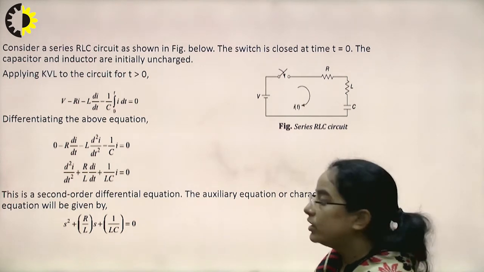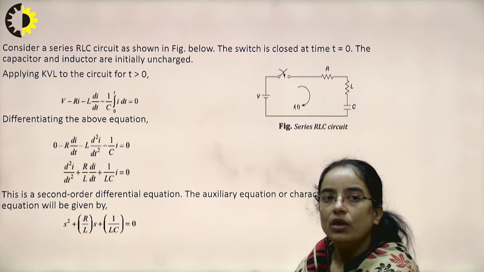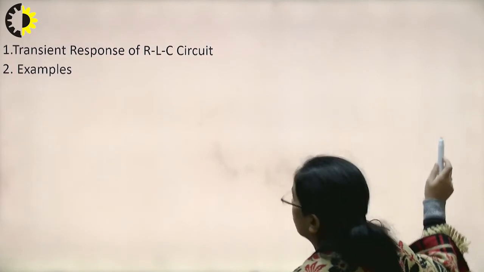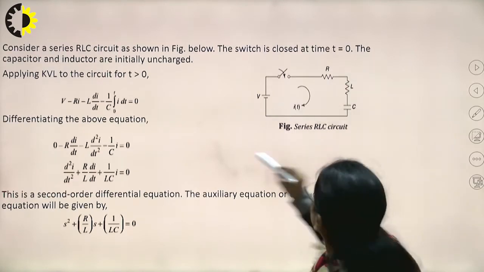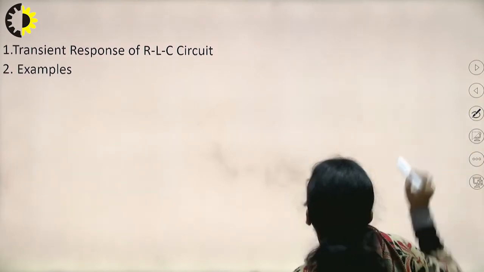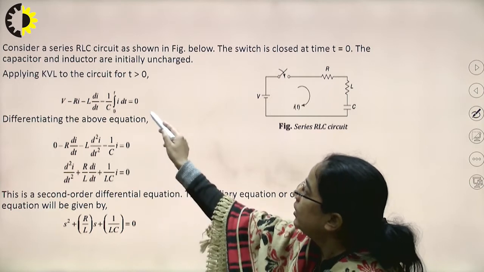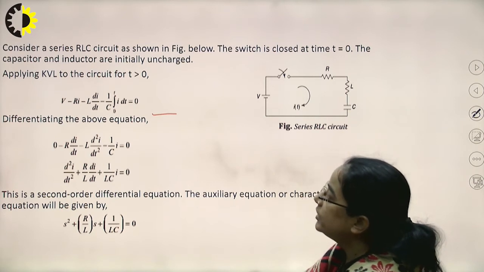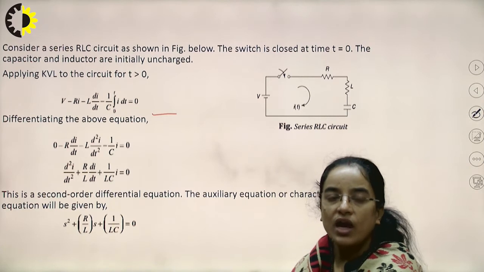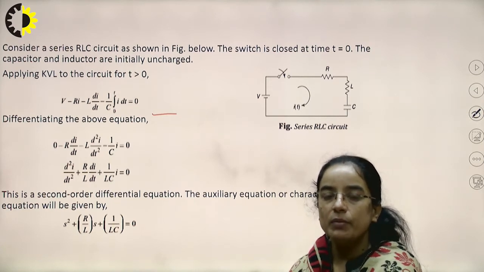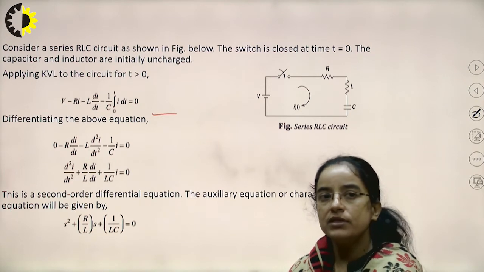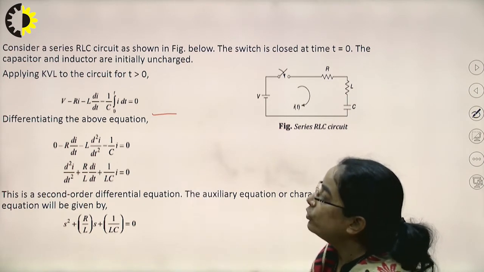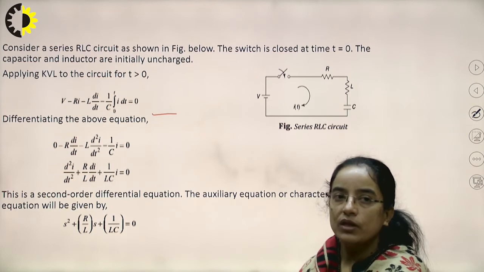So if we apply the KVL, that is Kirchhoff's voltage law, for t greater than 0, then we can write this equation: V minus Ri minus L di/dt minus 1/C integral of i dt is equal to 0. Ri is the voltage drop across the resistor, L di/dt is the voltage drop across the inductor, and 1/C integral of i dt is the voltage drop across the capacitor. Okay, so we are taking integration for time 0 to t. So this is the KVL equation when we are closing the switch.